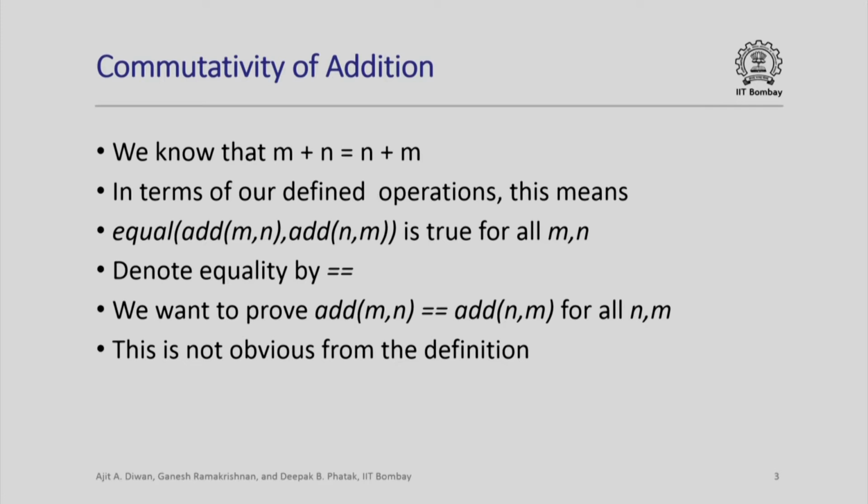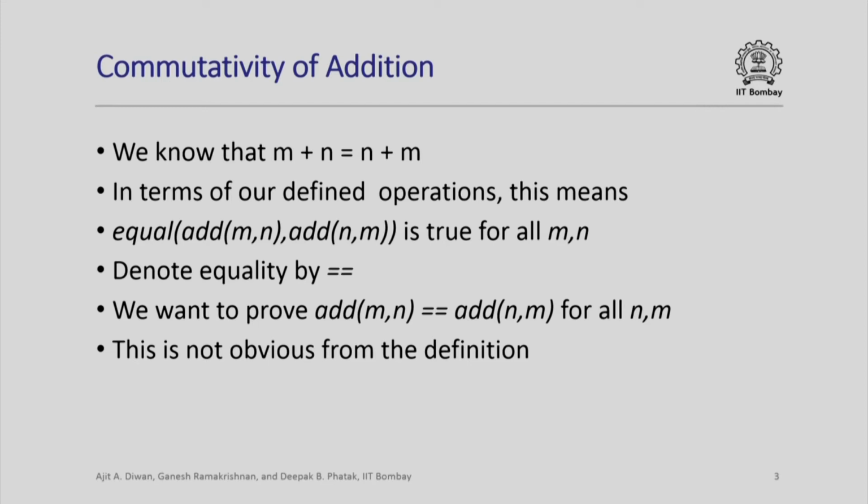So we will see how examples of properties are proved, and let us look at a simple property of the addition operation which is familiar to us, that is commutativity. That means m plus n is equal to n plus m. The order in which you add does not matter, right? Or in terms of our defined operations, this means that if I add m n and add n m, the result should be equal. So the equal operator applied to add m n, add n m should give me true for all numbers m and n. For simplicity, we will denote equality by the double equal sign as in C++, and we will just call it equal. So what we want to prove is that add m n is equal to add n m for all numbers n and m.